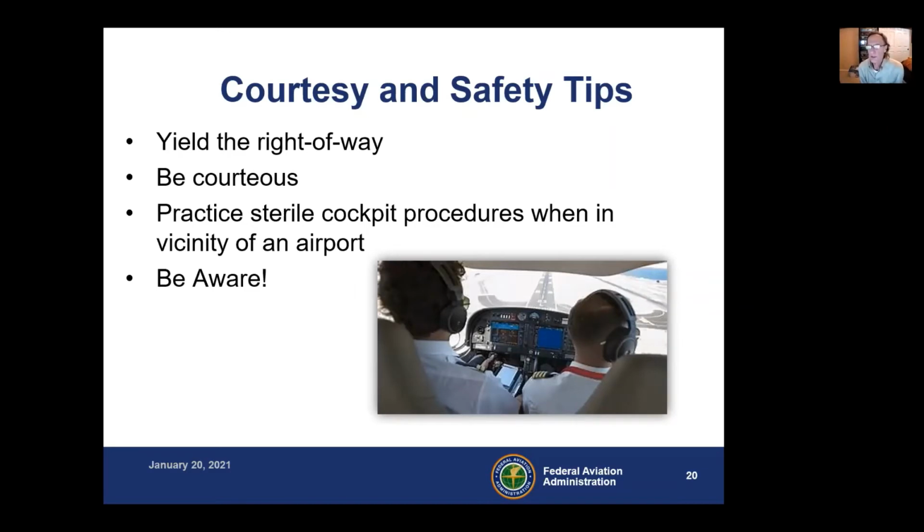So as we continue with some more safety tips: yield the right of way, be courteous, and practice sterile cockpit procedures when in the vicinity of an airport, and be aware. Sterile cockpit, when you're carrying passengers, please tell them, you know what, we're entering a traffic pattern. Please keep any non-pertinent communication to when we land the airplane. If they see traffic, yeah, you want them to bring that to your attention. And also, consider that we're not in cars, so be courteous and yield the right of way. Practice sterile cockpit procedures and include avoiding unnecessary chit-chat with passengers.